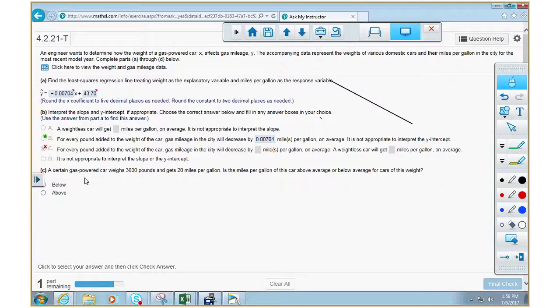A certain gas-powered car weighs 3,600 pounds and gets 20 miles per gallon. That's about like my truck. Is the miles per gallon of this car above average or below average for cars of this weight? Y is the gas mileage and x is the pounds of the car, so plug and chug and see what you come up with.